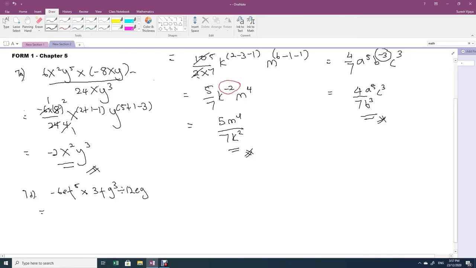So how do we solve this? Solve the numbers first: negative 6 times 3 divided by 12. Then we have e to the power of 1 divided by e, so 1 minus 1 is 0, so it will be e to the power of 0, which is actually 1, because e divided by e is cut off. We have f to the power of 5 plus 1, because we multiply. Then we have g to the power of 3 minus 1, because it's divide.